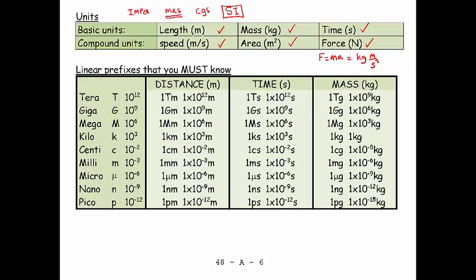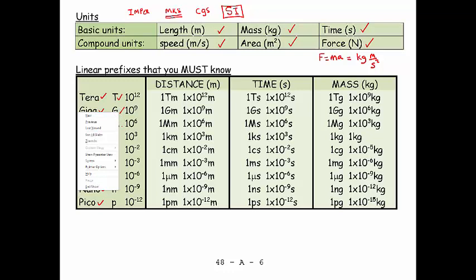We do use prefixes quite a bit. We don't like to use, in speech, powers of 10 very much. So we tend to use prefixes. Rather than saying that I have 5 times 10 to the 12 newtons, I say I have 5 teranewtons. And we understand what that means. So I need you to be very comfortable with these terms: tera, giga, mega, kilo, centi, milli, micro, nano, and pico.